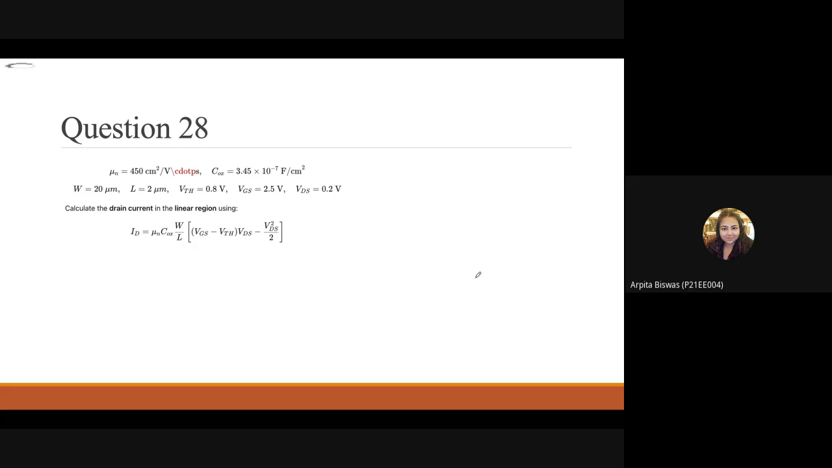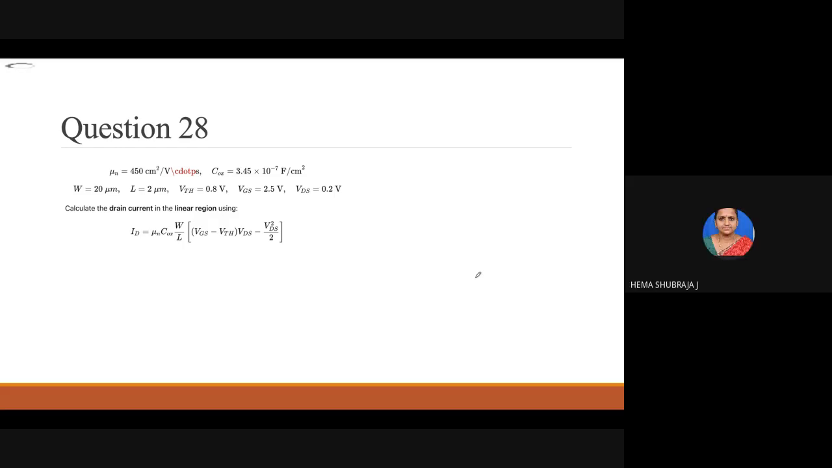The VDS value is given. Just find out. At first, tell me what is the value of mu and COX. 450 into 3.43 into 10 to the power minus 7. So what is the value of mu and COX? Tell me. Mu and COX is equal to 1.5525 into 10 to the power minus 4 ampere per volt square. Then what is the value of VGS minus VTH? It is, ma'am, 1.7. Yes.